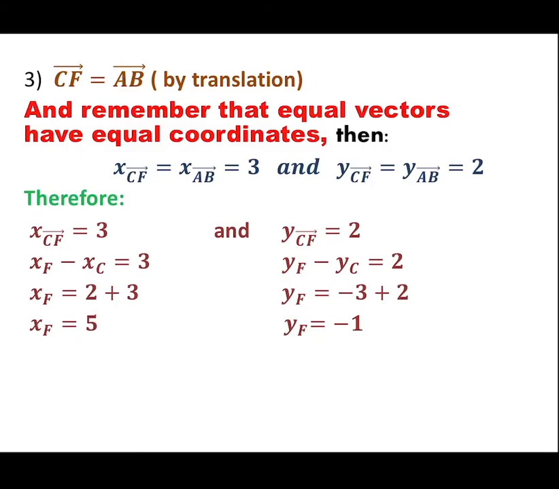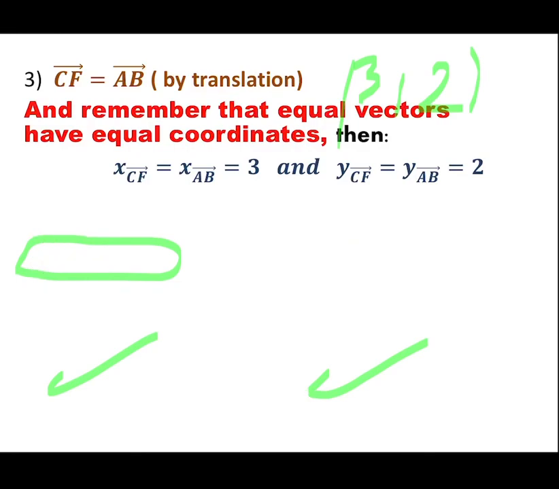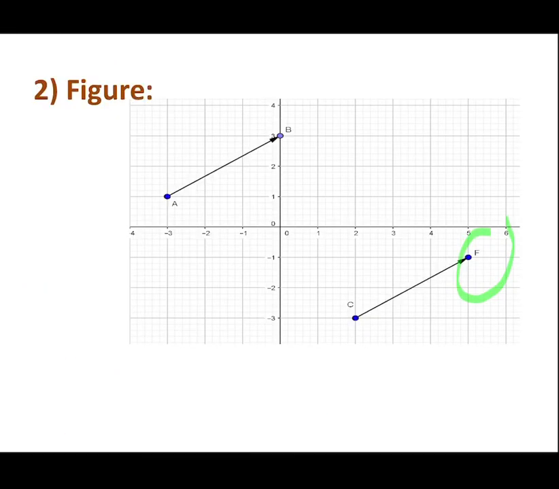Therefore, x of CF equals 3. X of CF is x of F minus x of C. So x of F equals 2 plus 3, x of F equals 5. Similarly, y of CF equals 2 because the coordinates of AB are 3, 2. So the coordinates of point F are (5, -1). And graphically, point F is (5, -1).